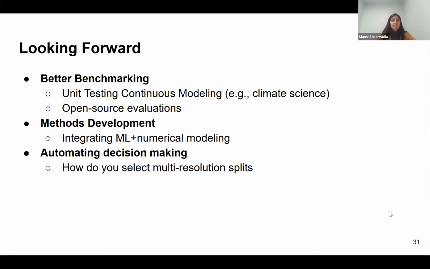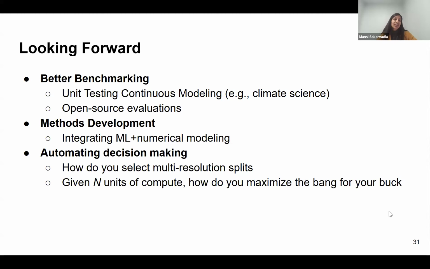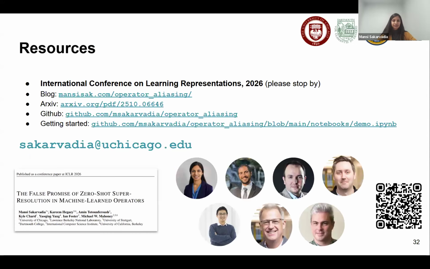So in our work, there were many decisions that I made and that I assessed via ablations. For example, I answered the question of how to select multi-resolution splits by doing ablations, but it would be really interesting to see if we could develop an online algorithm to make these decisions in real time, or even answer questions like, given n units of compute, how do you maximize the bang for your buck? How much compute do you allocate to training your model or developing data? And with that, I'm happy to wrap up.